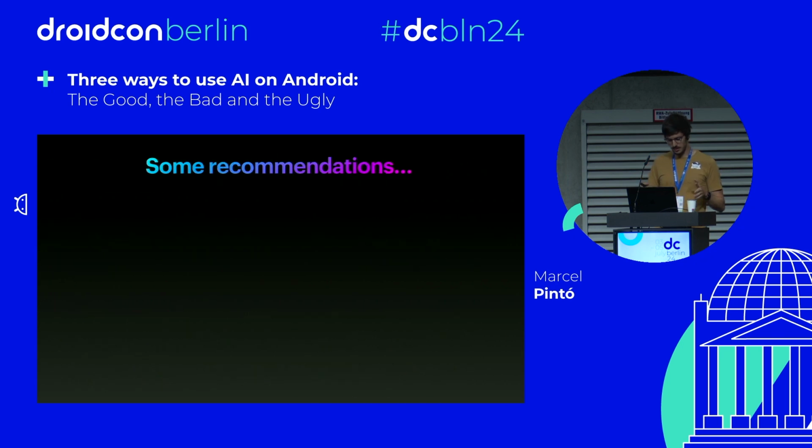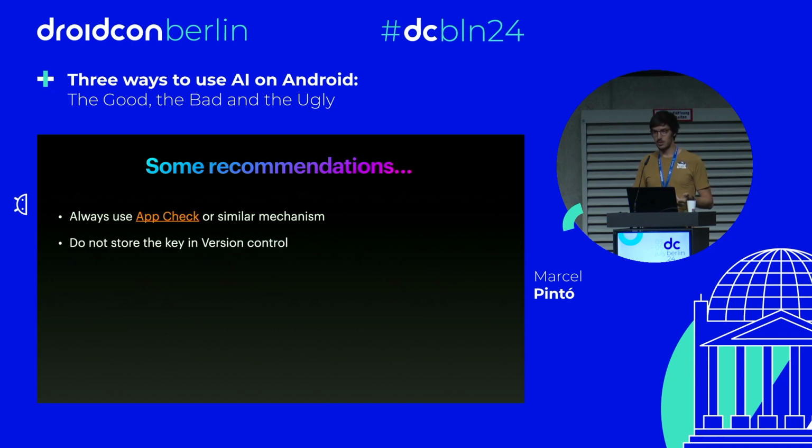All right, so just some final recommendations based on my experience around this. First of all, always use App Check or similar mechanisms, right? This is not only specific for AI APIs and so on. It applies to any other keys or something that you would use. It's better to only run your code when it's in a trusted device. Never ever store keys in the version control. I see some of you have done that for sure.